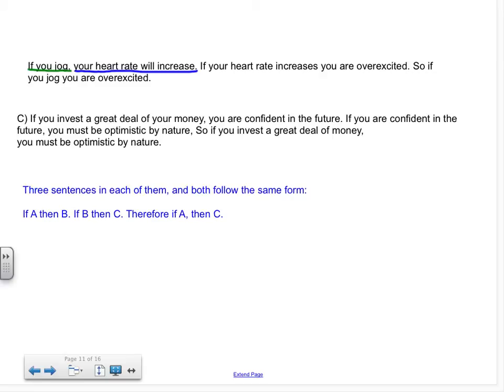If your heart rate increases, well, we've seen this over here, so this will still be blue. If your heart rate increases, you are overexcited. Well, overexcited is a new idea, so we'll highlight this in red. So if you jog, well, we've seen that before. That was the first idea right here. So if you jog, you are overexcited. We've seen overexcited over here, so we will highlight this in red.